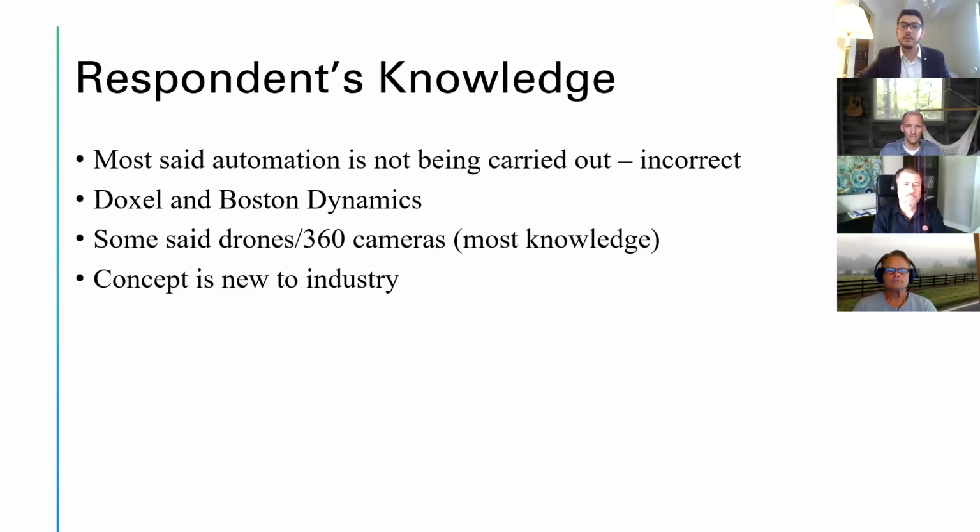Some did say that drones and 360 cameras were being used for automation and progress monitoring, and that was the highest level that people knew about automation. No one really talked about robots. No one really talked about using robotics for automation. So from these answers, we understood that this concept of using robotics for automation, automating progress monitoring, is kind of new to the industry.